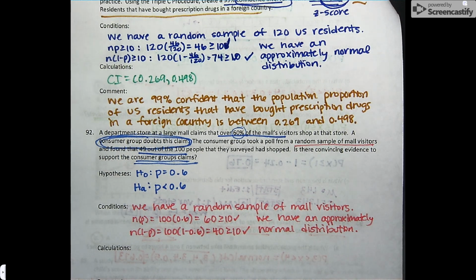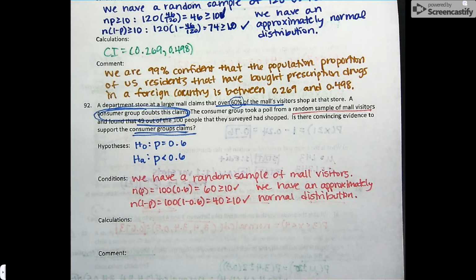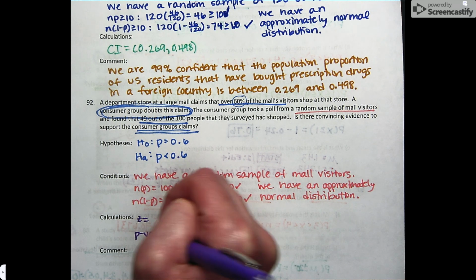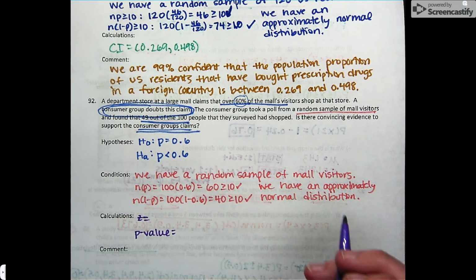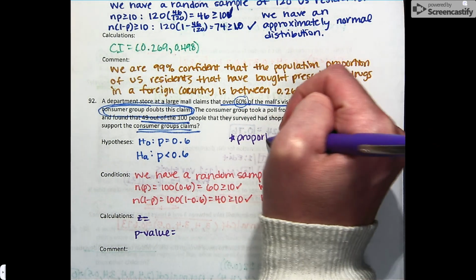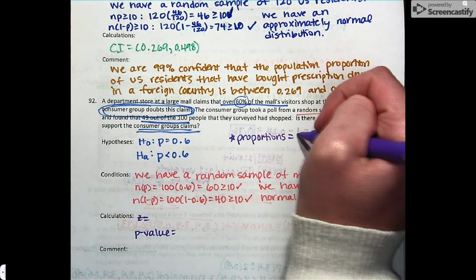Okay, our calculations for a hypothesis test, in this case, since it's about proportions, are going to give us our z-score and our p-value. Remember, proportions are z-scores, so I'll write that again, even though I put that up in 91. So proportions equals z.